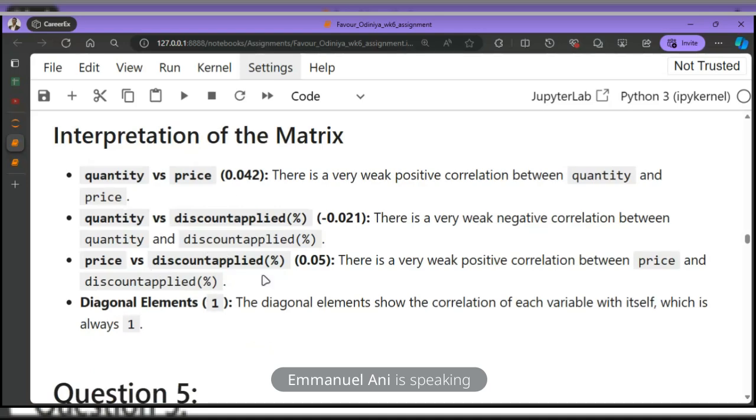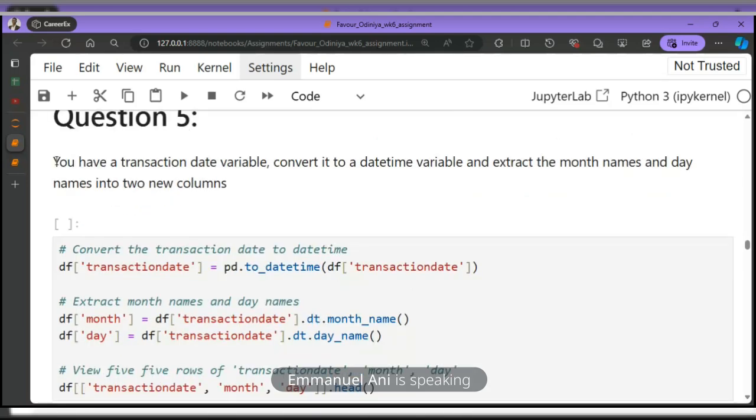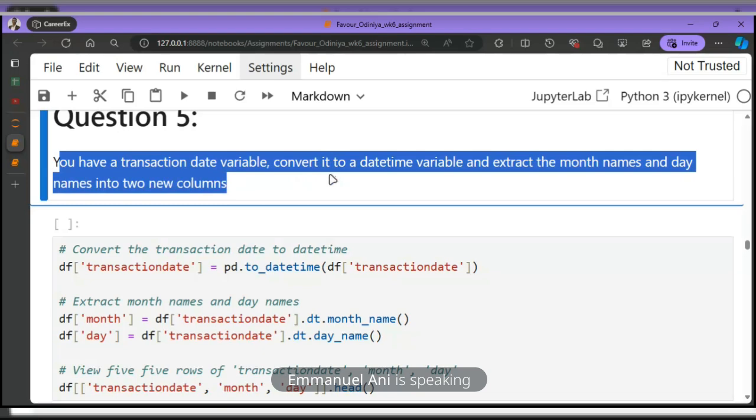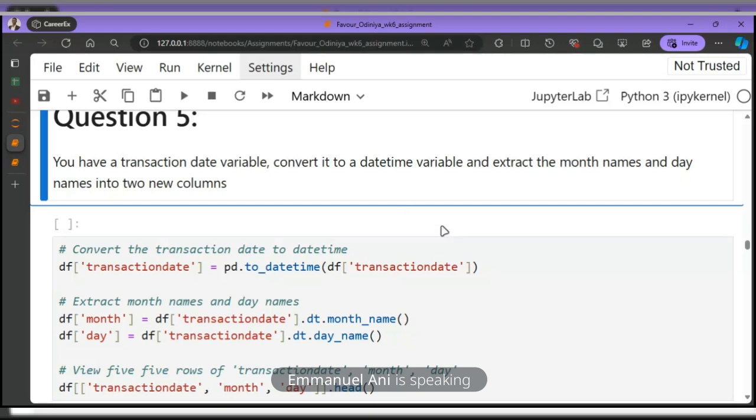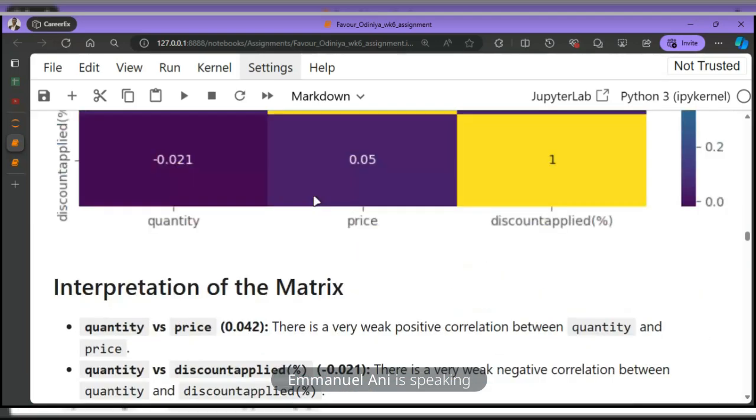This is very nice. So question five, you have a transaction date variable. Convert it to a date time variable and extract. Adebayo, please, can you scroll up a bit to see the heat map? This particular one.